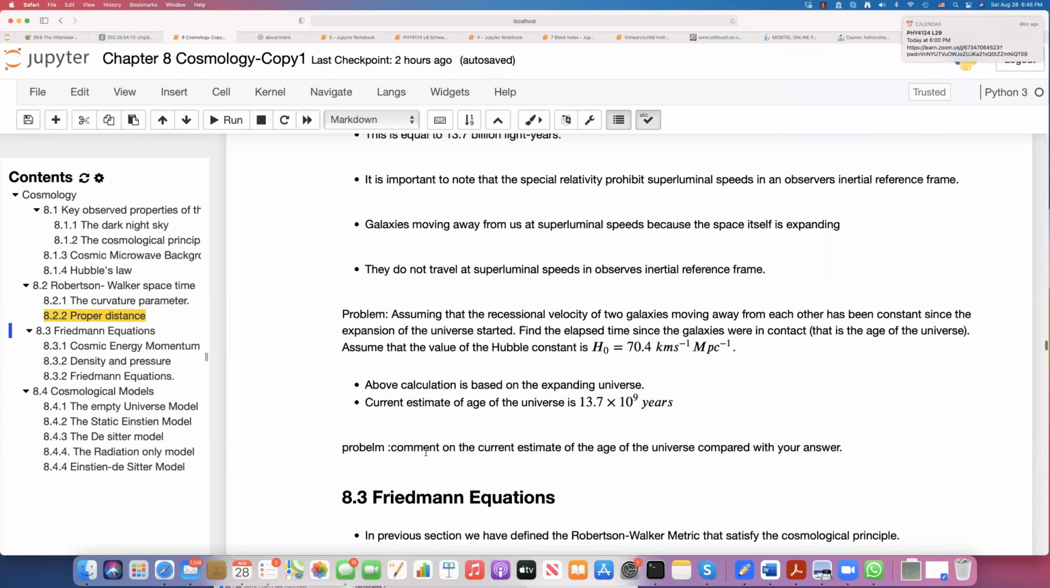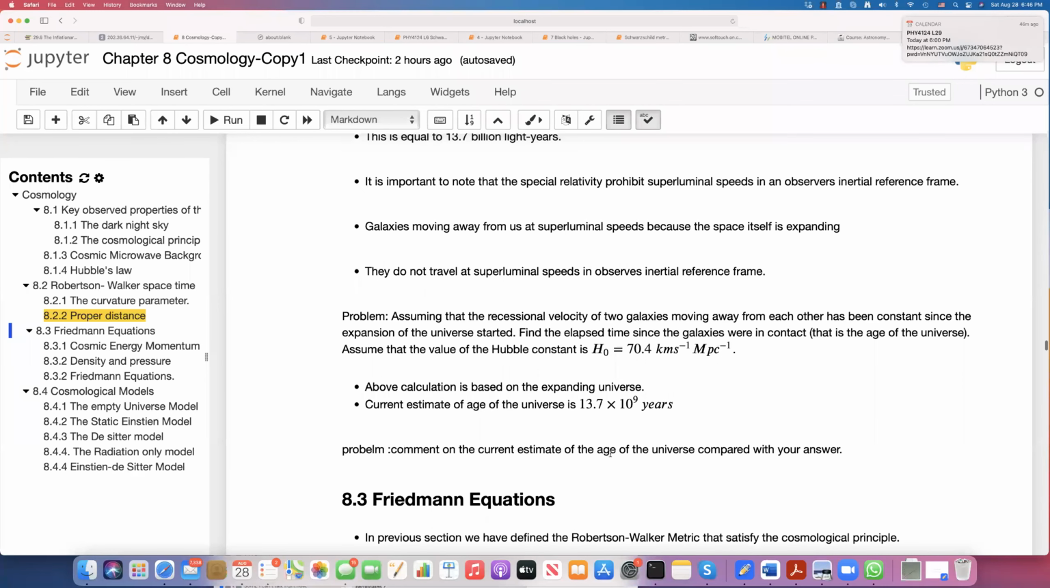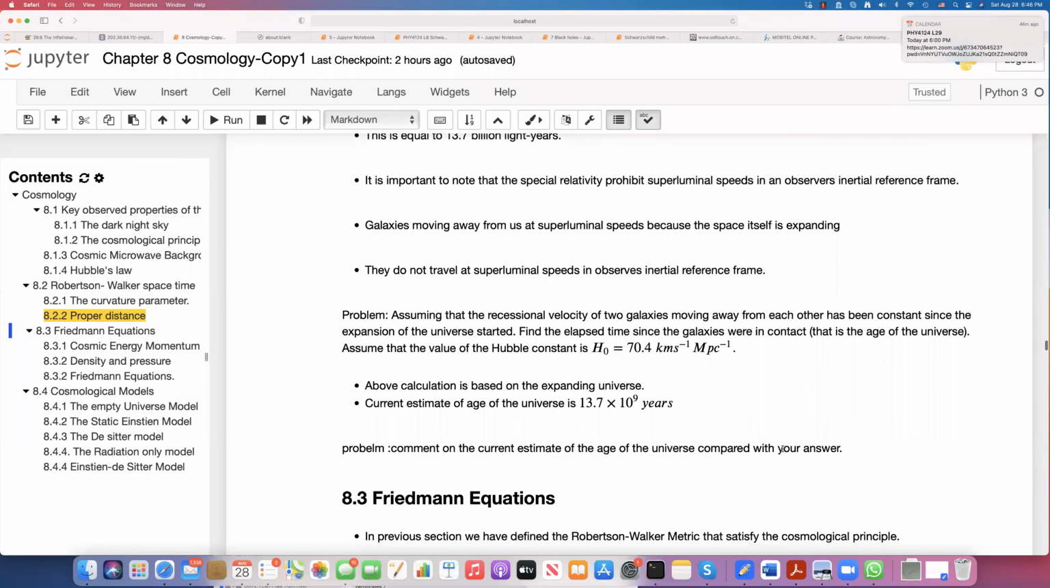Also, I have asked you to comment on the current estimate of the age of the universe compared with your answer, right? So you can do that as well. What that means is, if you do the calculation assuming an expanding universe, you will get an answer very close to about 13.9 billion light years. The actual estimate for the age of the universe is 13.7 billion light years, right? So those two numbers are very close, and you need to think about why those two are very close, right?